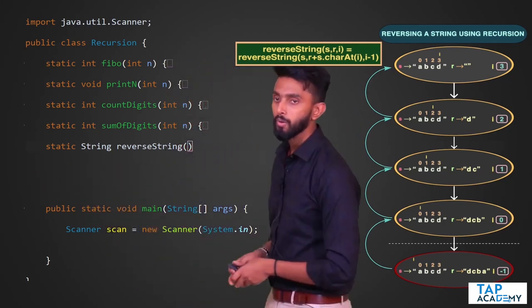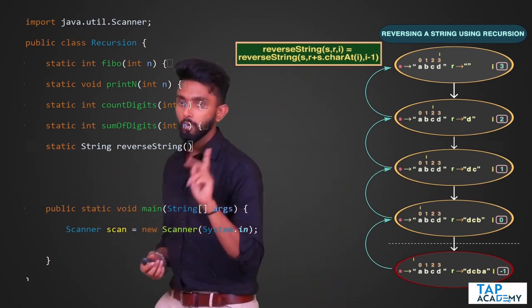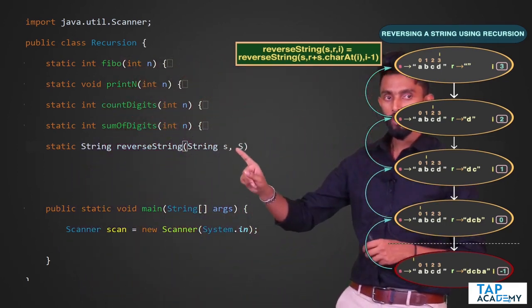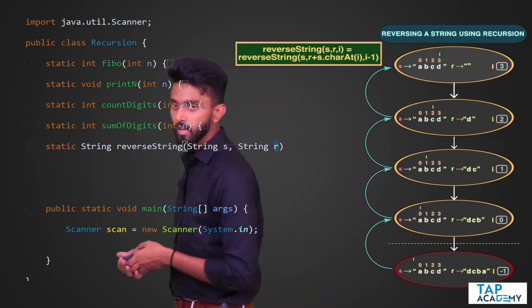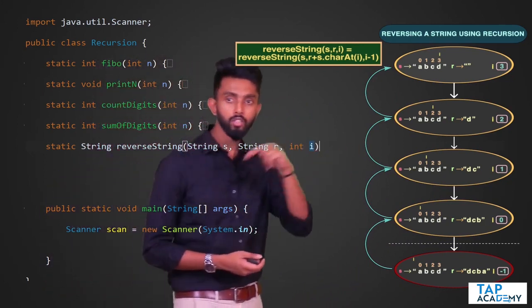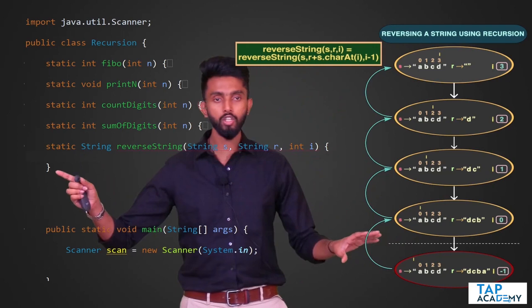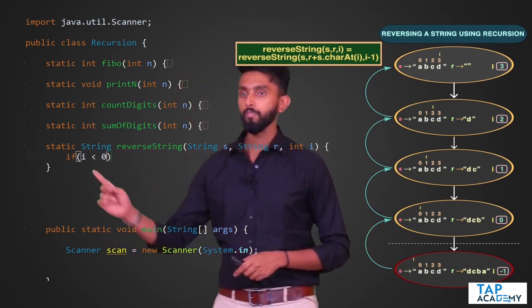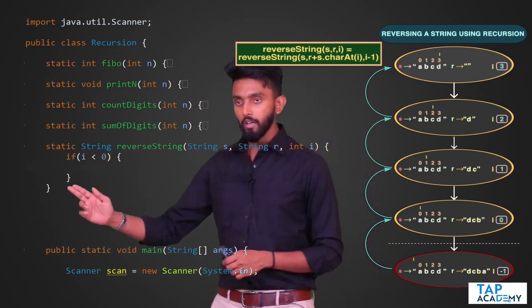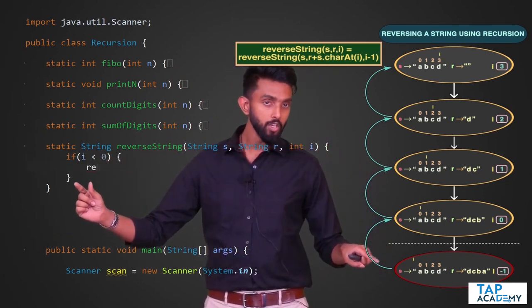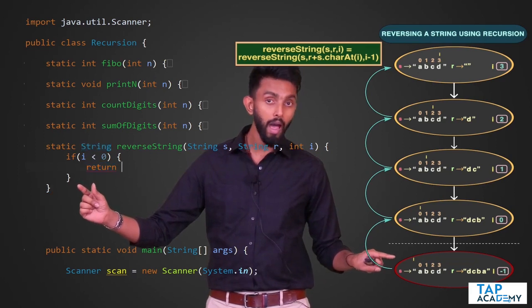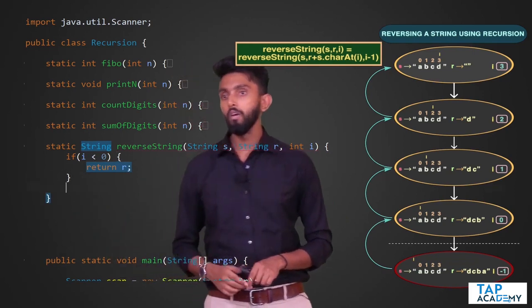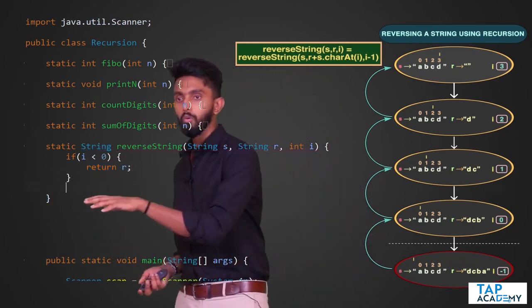And see, that is what I am also going to write here. If I go here, I am going to tell, so string S, and then string R, which is an empty string, and then int I. So inside this I will come, first my base condition. If in case I value becomes less than 0, then it has gone out. Return, what to return? If it becomes less than 0, R would have had the reverse string, so return R.